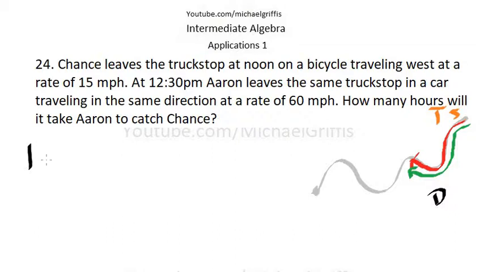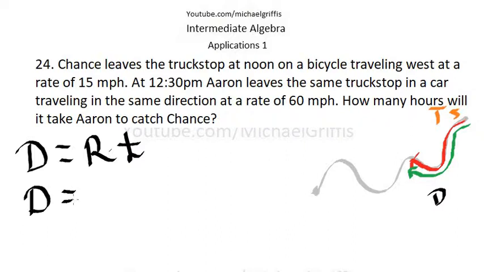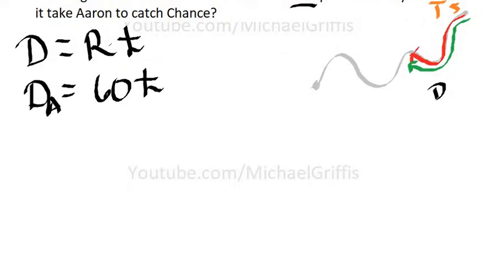So let's go ahead and write out the equation that we're going to be using. Distance is equal to rate times time. Let's write the equation for Aaron. The distance Aaron travels is equal to, he's going 60 miles per hour, and he travels in some time t. The amount of time, we'll just call it t.